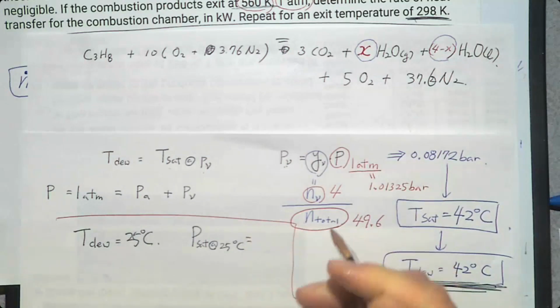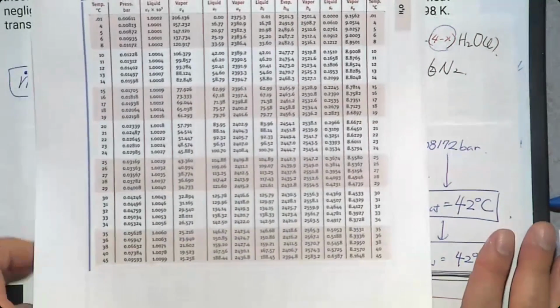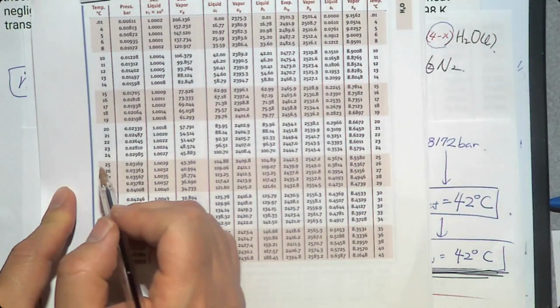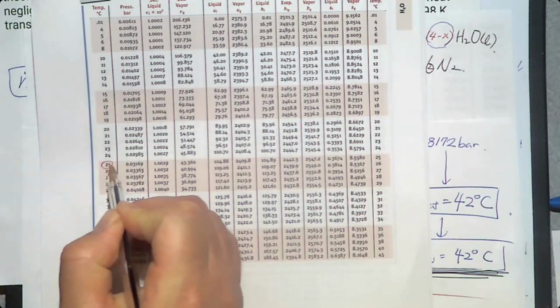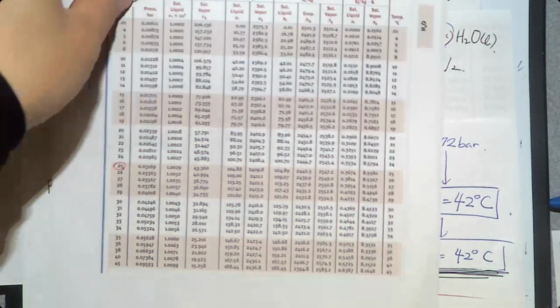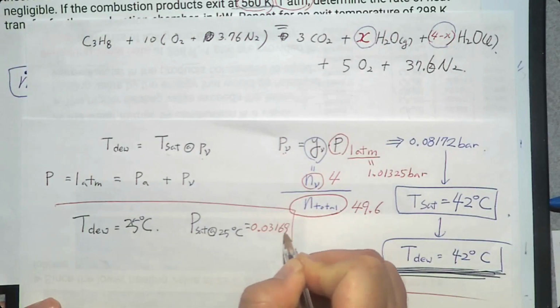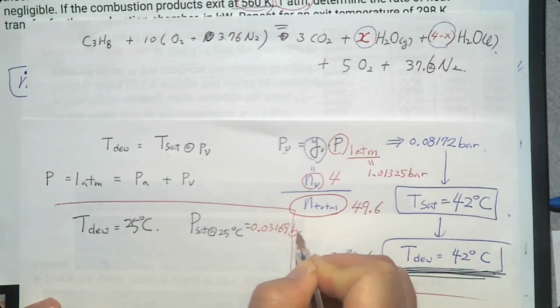And how can you determine P sat at 25? Now, the temperature table. So at 25 degrees Celsius, what is the vapor pressure? 0.03169 bar.